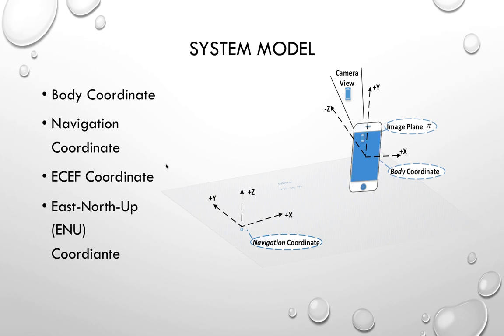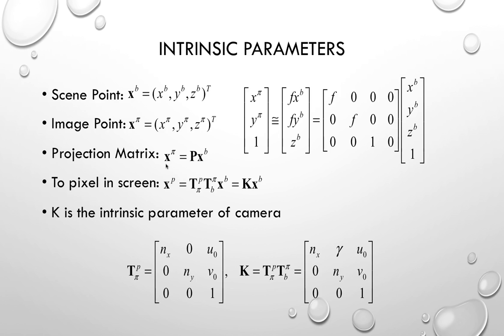When using your smartphone, you get your GPS location, which is the longitude and latitude. You need to transform it to the ECEF coordinate, that is, the Earth-centered, Earth-fixed coordinate. Then from the ECEF coordinate, you can translate to the east-north-up coordinate. So these are all the coordinate systems that we use in this project.